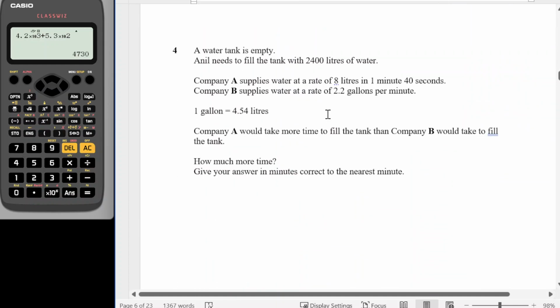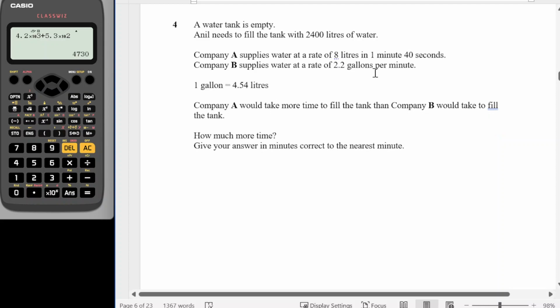Okay, question 4. A water tank is empty and it needs to fill the tank with 2,400 litres of water. Company A supplies water at a rate of 8 litres in 1 minute 40 seconds. Company B supplies water at a rate of 2.2 gallons per minute. 1 gallon is equal to 4.54 litres. Company A would take more time than Company B would take. How much more time? Give your answer in minutes, correct to the nearest minute.